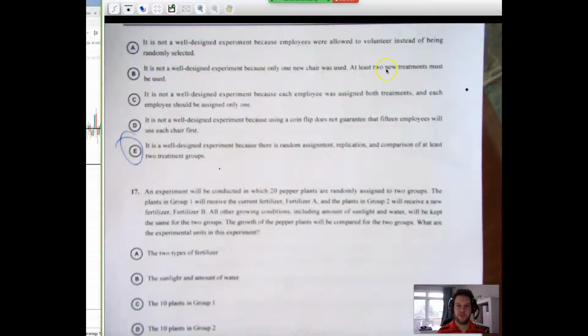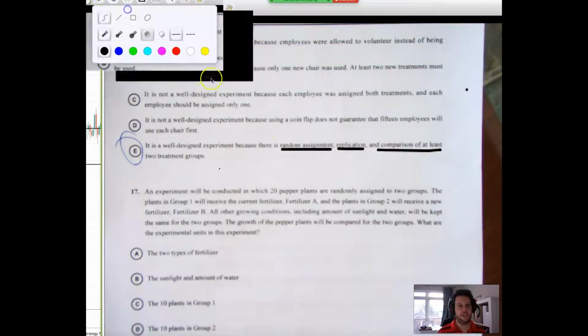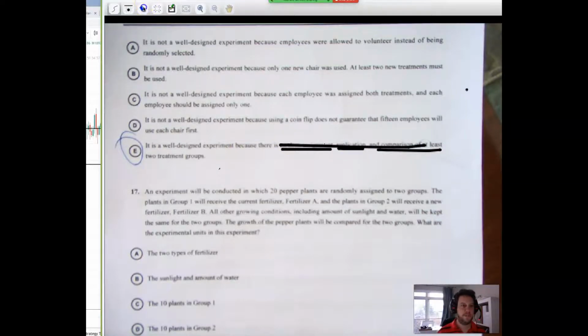Only 1 new chair was used. At least 2 new treatments must be used. No, we got 1 new treatment, which is the new chair, and 1 old treatment. I'm talking through the wrong answers again. This is going to get too long. I'm sorry. It's well designed because there is random assignment. We said who goes where. There's replication because we did it with multiple people. And there's comparison of at least 2 treatment groups, the new chair or the old chair. So that one is E.